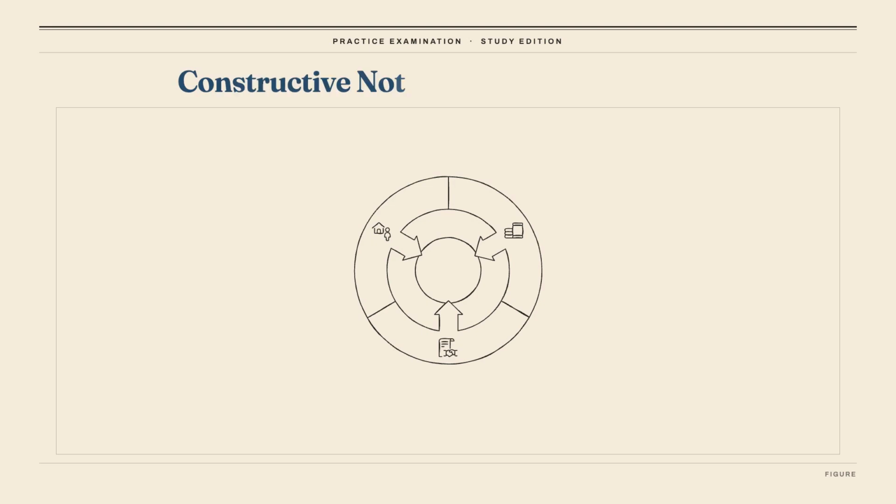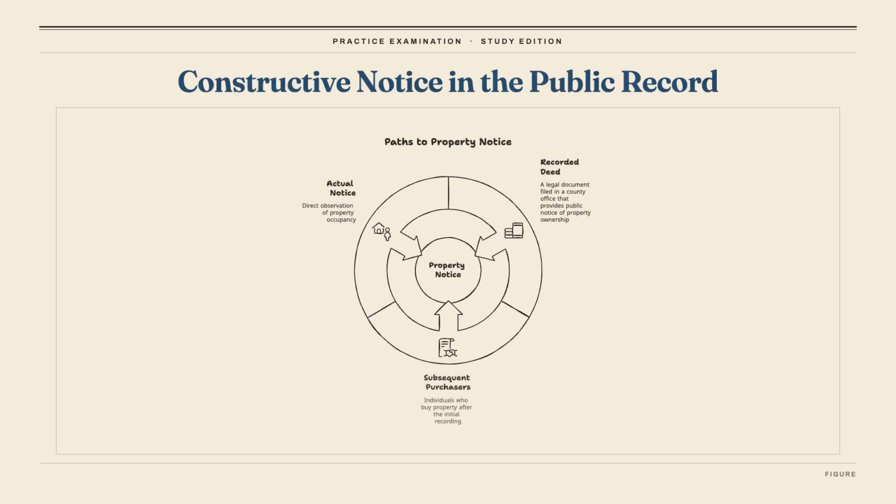against everyone else. The mechanism is constructive notice. Recording an instrument in the county records imparts notice of its contents to every later purchaser, whether or not they actually looked. Because the record is available for anyone to read, actual notice is different and comes from genuine knowledge or from facts like someone else visibly occupying the property.